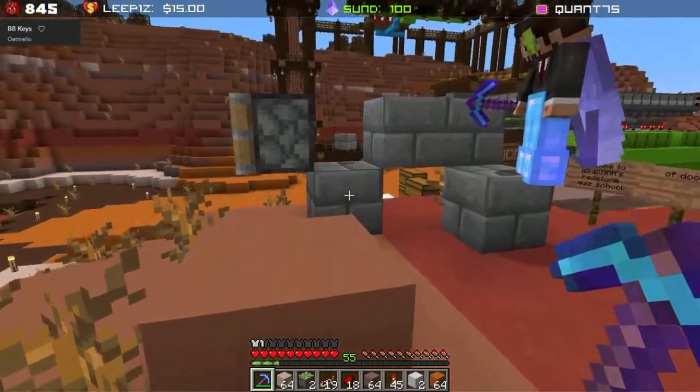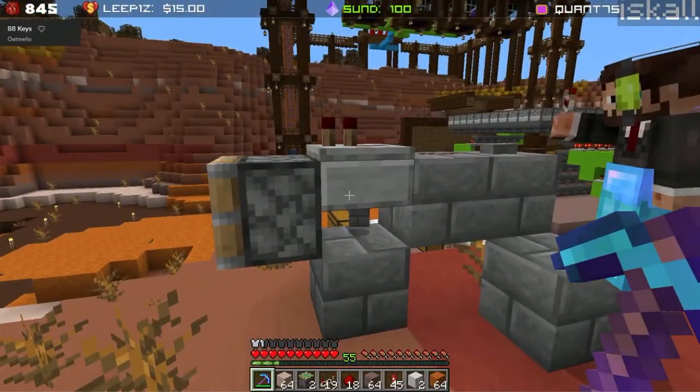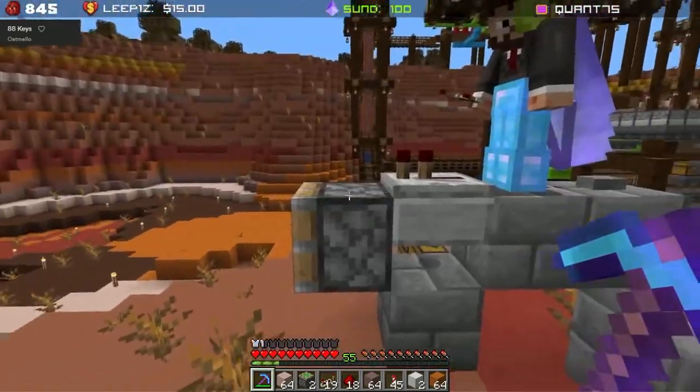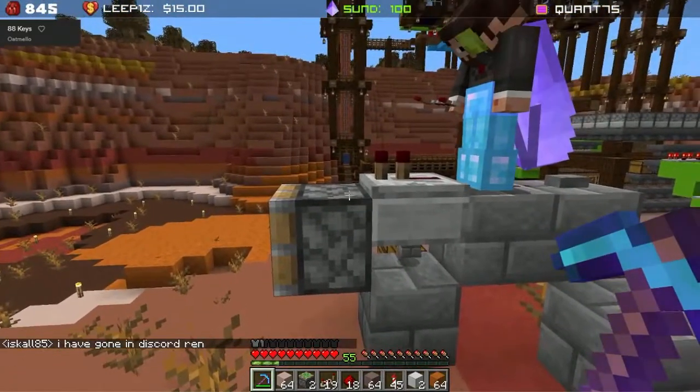What is happening over here? Is Iskall going to teach us something here? Okay, so this was quasi-connectivity here, right? That's what we're looking at right now.